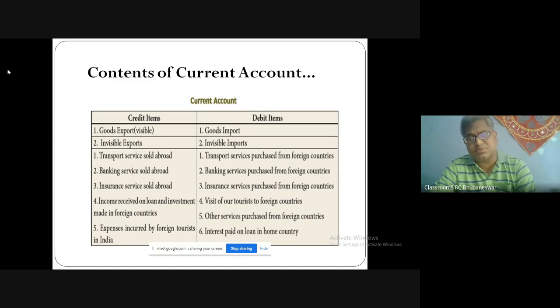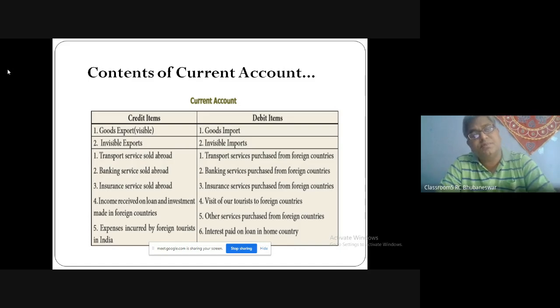Other services purchased from foreign countries, what does it mean? It means an expense item. The debit side means expense-related items, and credit means income-related items. This is the way the current account can be shown through debit items and credit items, and it is a better way to understand. Debit items mean expenses or expenditure of a particular country, and credit items are related to income resources.